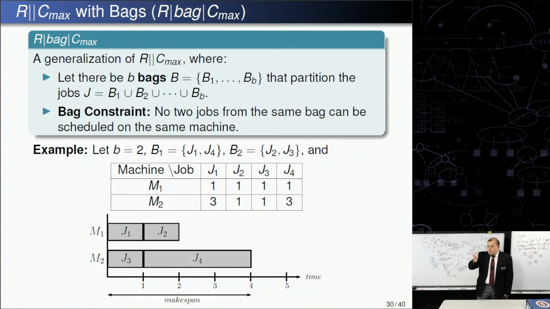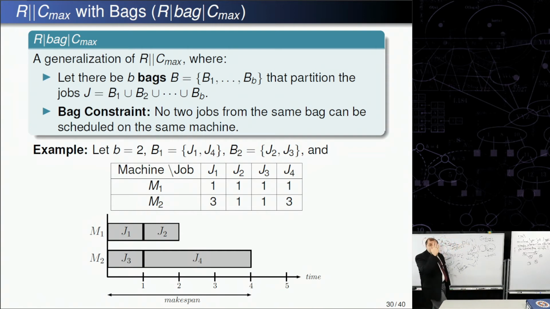And we're going to assume the following. That I'm going to have bags. So these are going to be a fancy name for sets, where I'm going to have B of them. So I'm going to have B sets. And what's going to happen is I'm going to make sure that all the jobs are distributed into these sets, called bags. So this is going to partition the set of jobs into bags. And the bag constraint tells me, and this is what I have to satisfy, that no 2 jobs from the same bag can be placed onto the same machine at any time during the execution of the schedule. So that's what the bag constraint says.